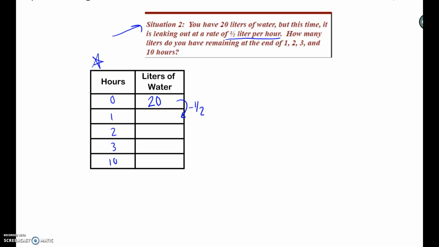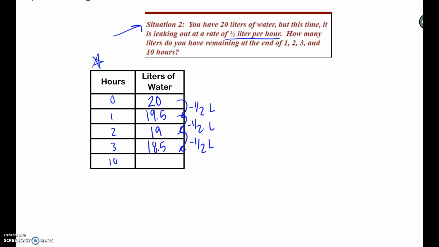So we start with 20 liters, and after an hour, I lost 1/2 a liter. So I'd be down to 19.5 liters. Another hour goes by. I lose another 1/2 liter. I would be to 19 liters. I lose another 1/2 a liter. I'd be down to 18.5.